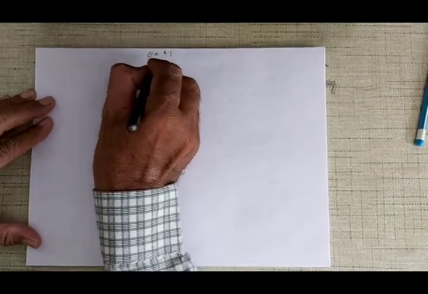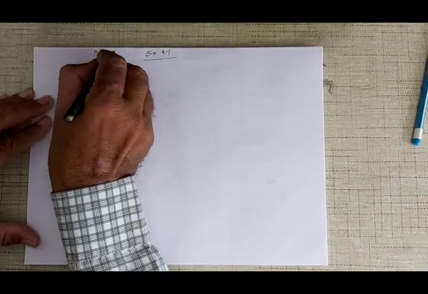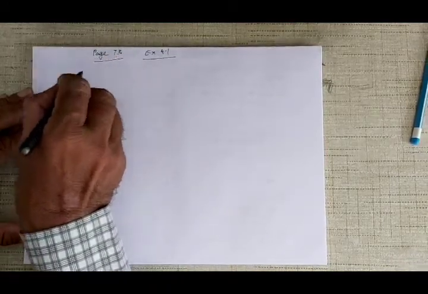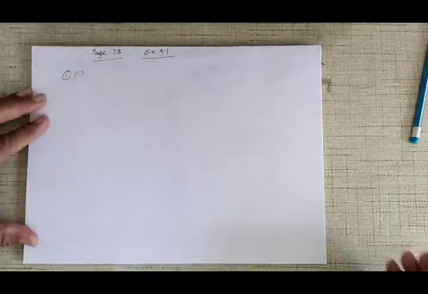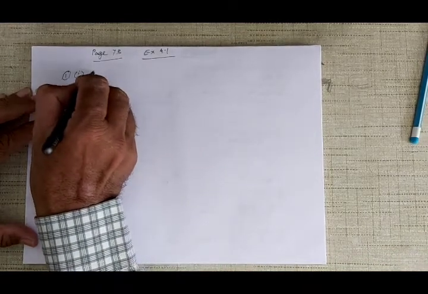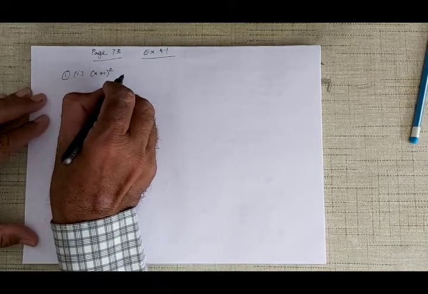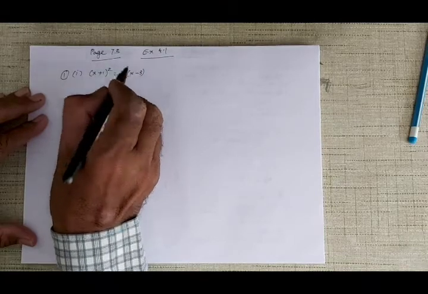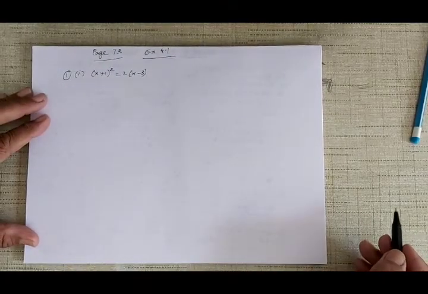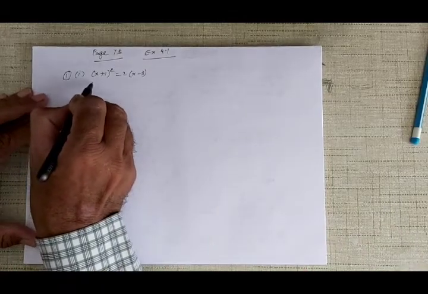number 4.1. Okay, this is on page 73. Alright, now in the first question, number 1, check whether the following are quadratic equations or not. Look at the first one, x plus 1 whole square is equal to 2 into x minus 3. Now let us find out whether this is a quadratic equation or not. Check it. So I have to simplify this now.